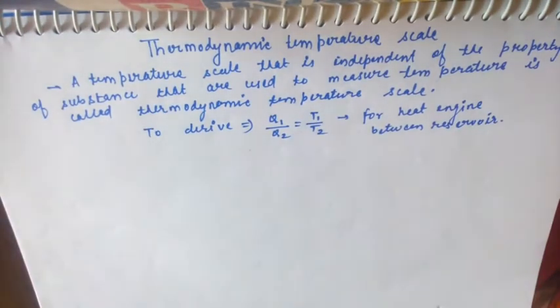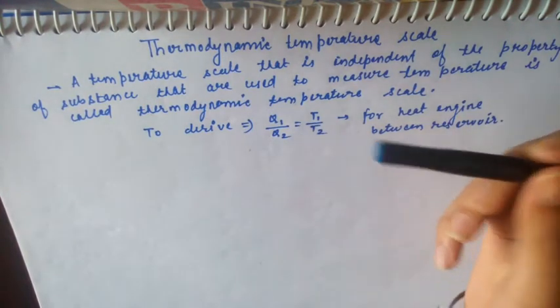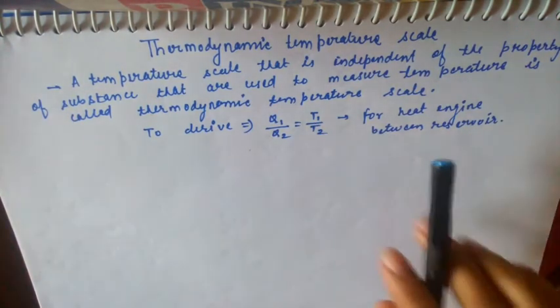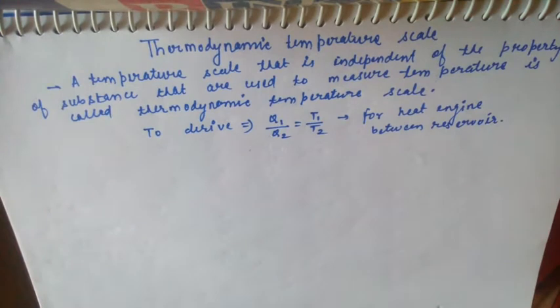In this video, we are going to learn about the thermodynamic temperature scale, and we are going to prove that Q1 upon Q2 is equal to T1 upon T2 for the heat engine between reservoirs.